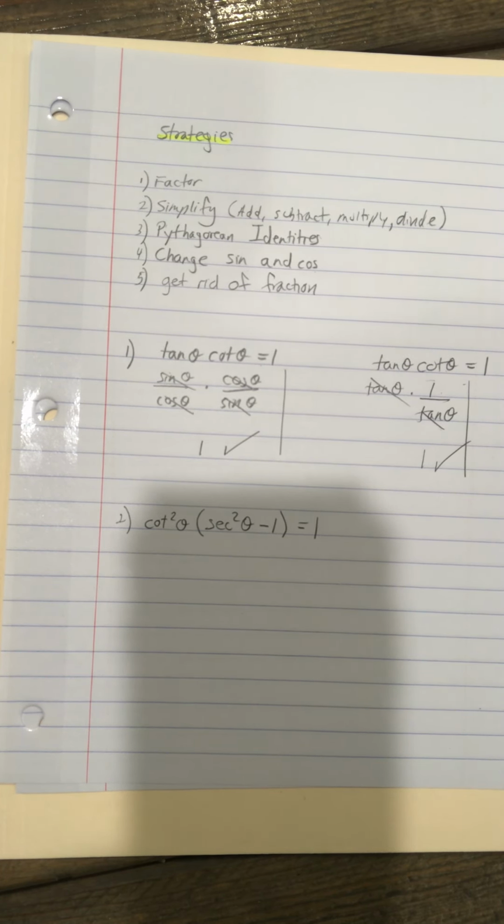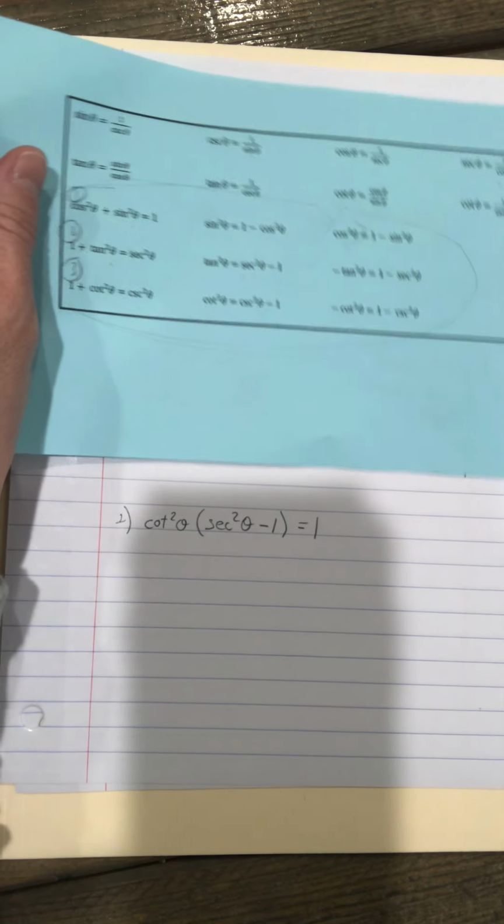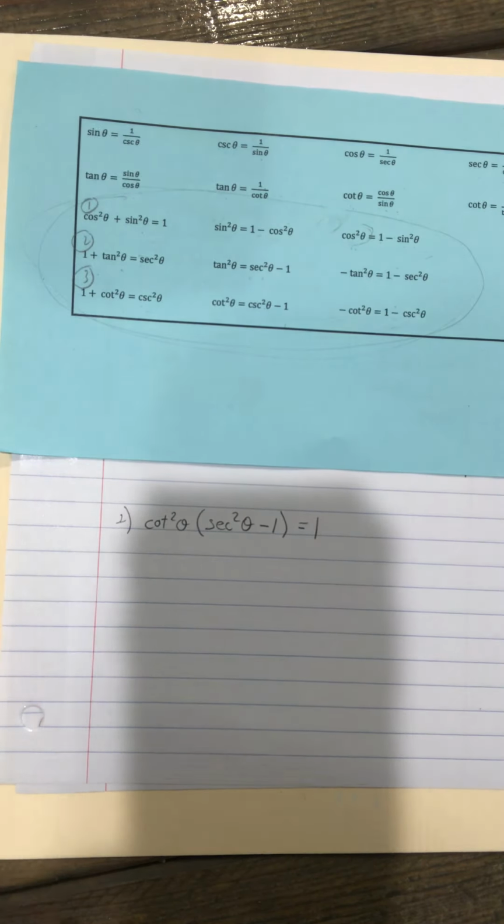Now, when we take a look at this one, what I notice is I see a secant squared and a 1. Right away, when I see a trig function squared, I want to go to my Pythagorean identities. So if I look at this blue sheet, you can see right here, secant squared minus 1. What is that equivalent to? Well, that's equivalent to tangent squared.